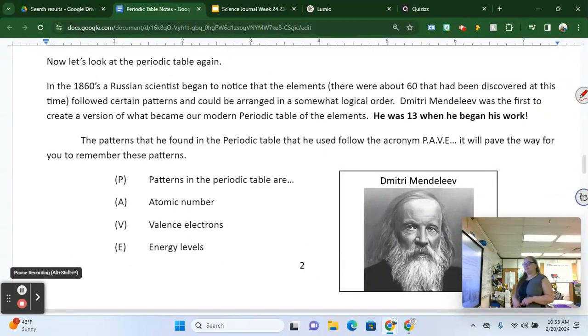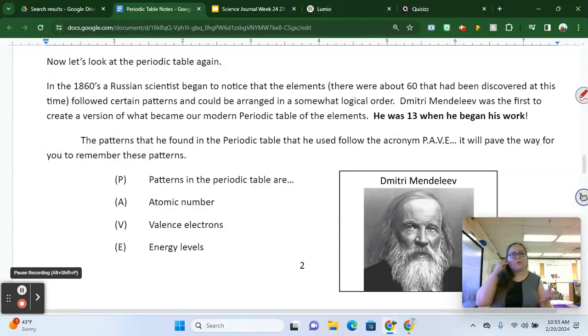In the 1860s, there was this Russian scientist named Dmitry Mendeleev, and he was 13 years old. It makes me feel a type of way. I'm sure it makes y'all feel a type of way because that's how old you are right now. He was 13 years old when he started to figure out that the elements that had been discovered, and there were only about 60 discovered at the time, how they should be organized.